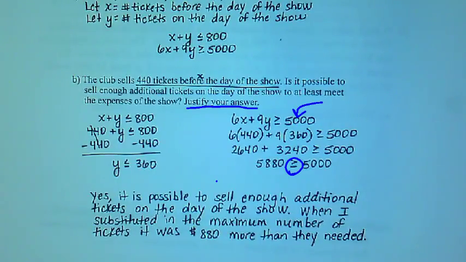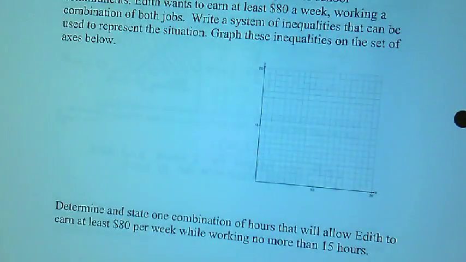If you did say yes, it is possible to sell enough additional tickets on the day of the show and showed all of this work, you probably don't need that second sentence. But again, if you're stating factual stuff, then just let the words flow. All right. All right, Edith. Nice name.